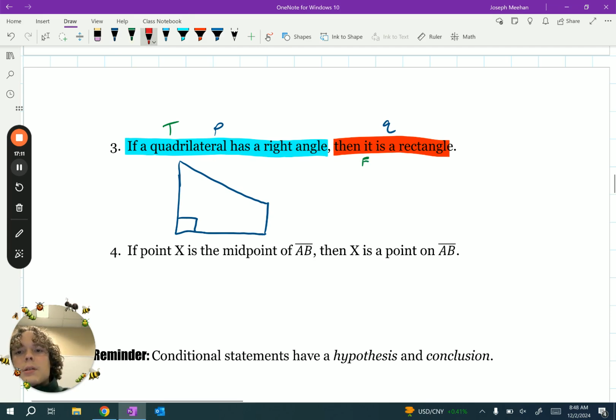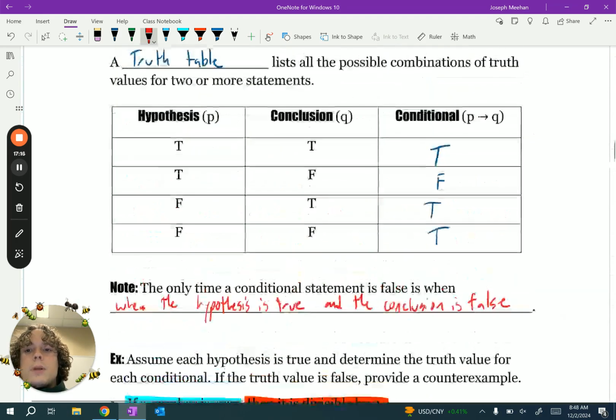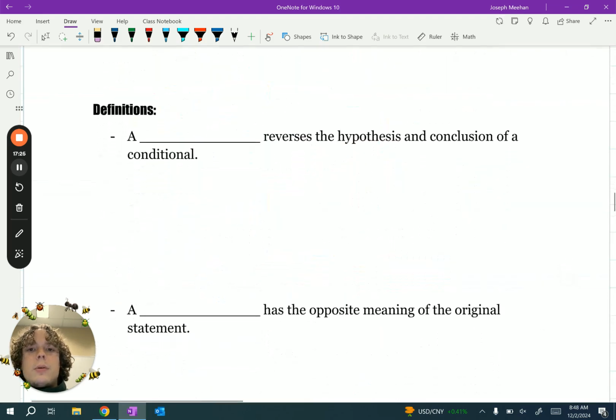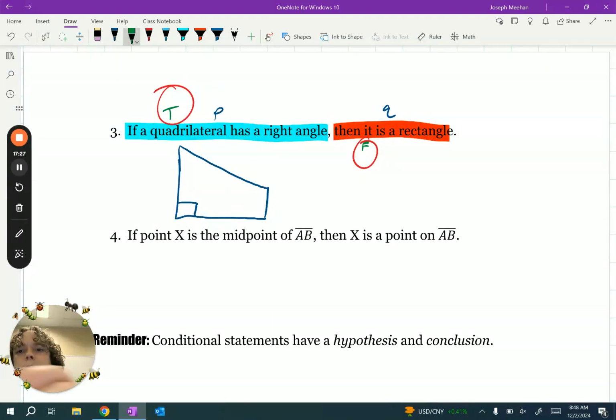And we know that if our hypothesis is true and our conclusion is false, let's look at our truth table, then our conditional itself is going to be false, right? If the hypothesis is true and the conclusion is false, then the conditional is false. So for the if P then Q statement, if P then Q, we can say that that is false.